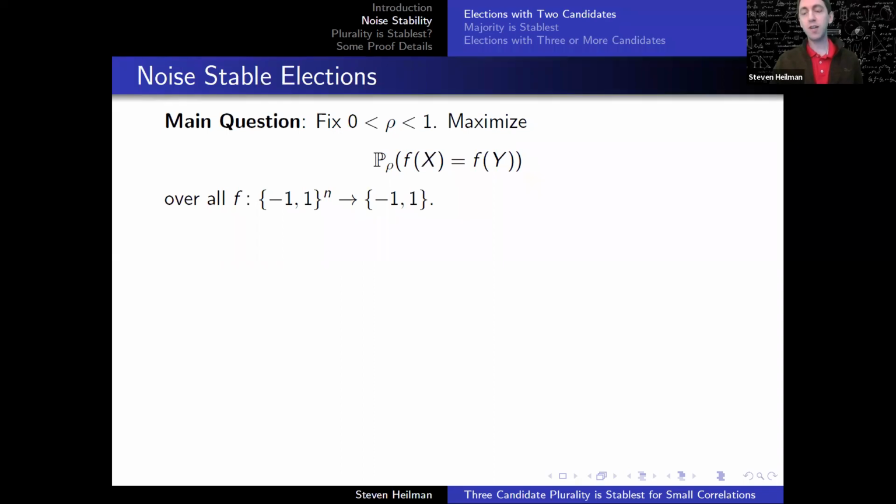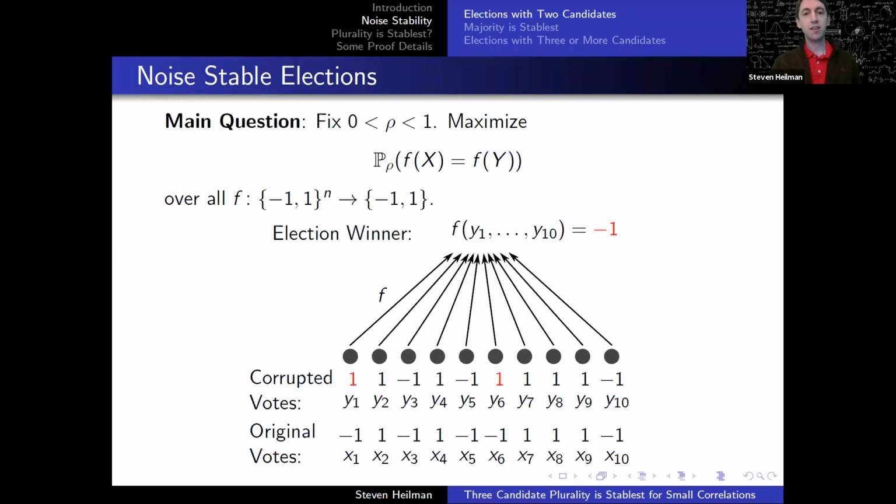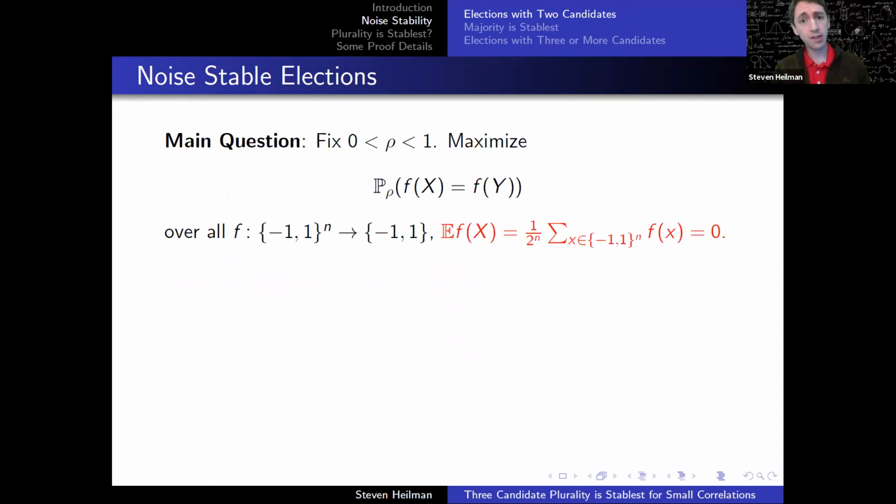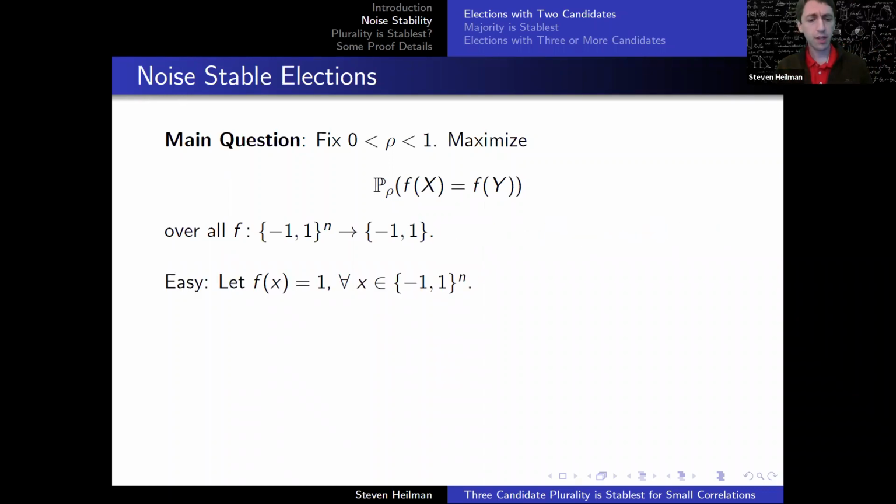Yeah, exactly. So the way I phrased this question is easy. You just take f to be constant, right? We're asking to maximize a probability, and if f is constant, then f of x and f of y will always be the same. So this probability will be 1, and that's certainly the highest it can be, right? So I intentionally stated this question so the answer is easy, and it's sort of a silly answer.